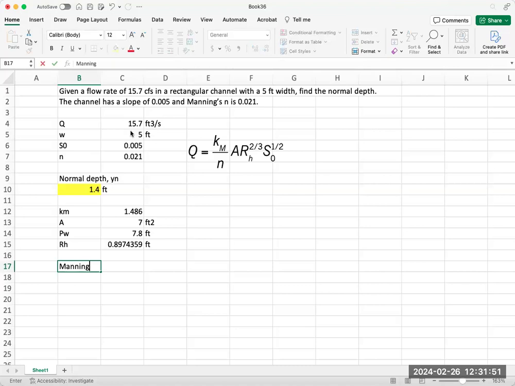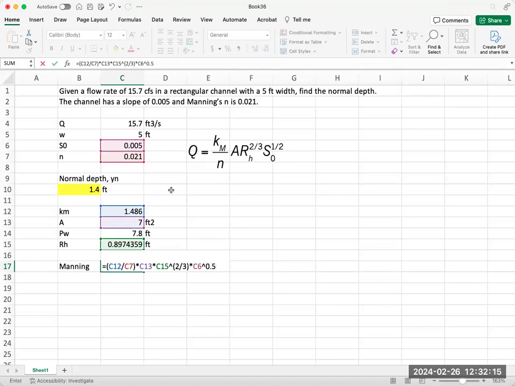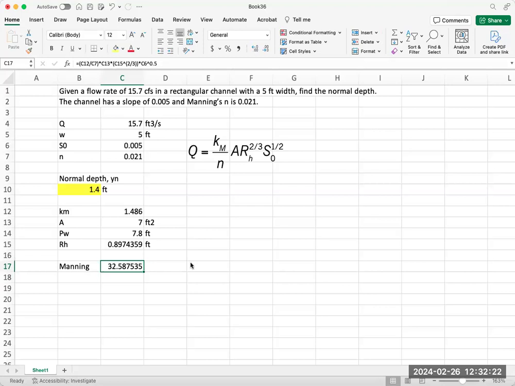I'm going to now calculate using all these cells the Manning's equation. I've got Km divided by N times area times RH raised to the 2/3 times SO raised to the 0.5. Sometimes if I get a little nervous, I will just cordon off things that are raised to a fraction. So I get a Manning Q of 32.58.